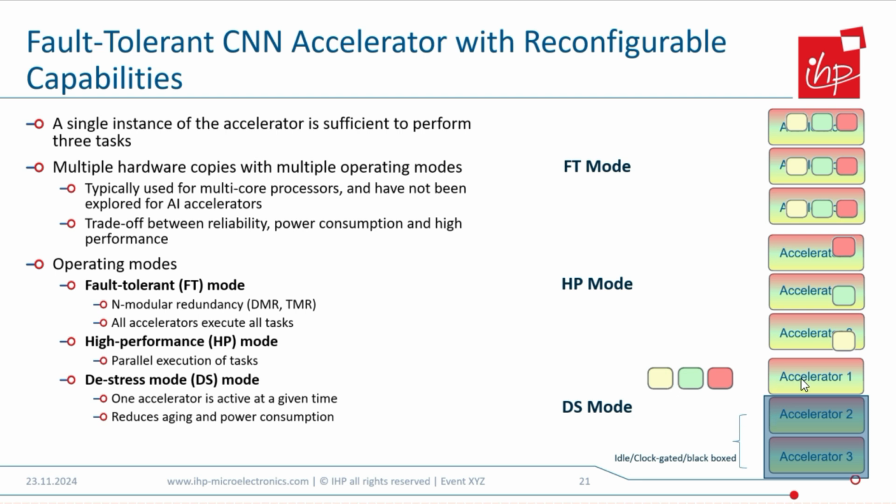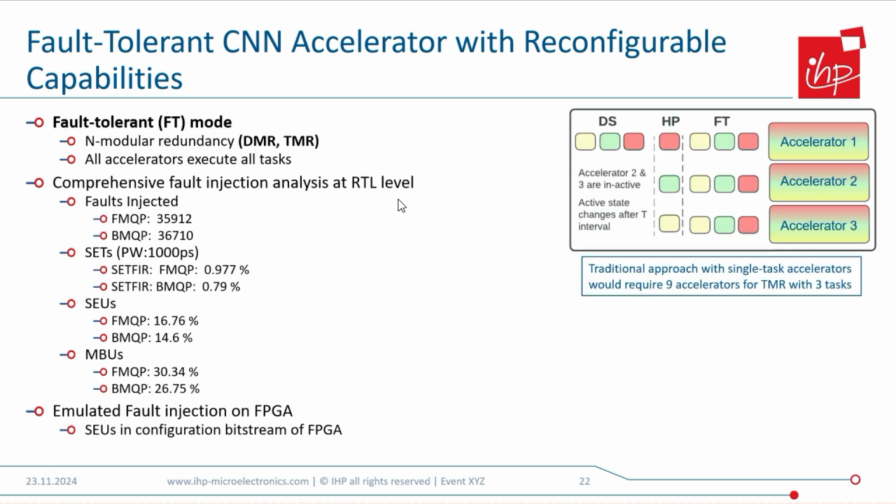So only one accelerator is active and it is executing this task, and the other two are being put in the idle mode. This leads to reduction in the aging. This also leads to reduction in the power consumption. For example, three tasks are executed on one single accelerator while the other two are idle or clock gated or in black box. So these are the implementation results when our accelerators are executing in fault tolerant mode.